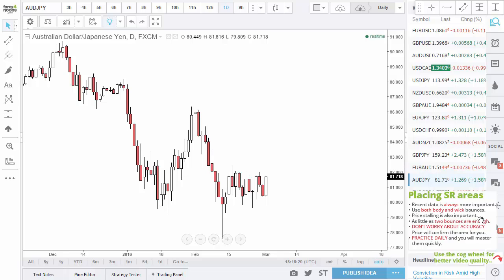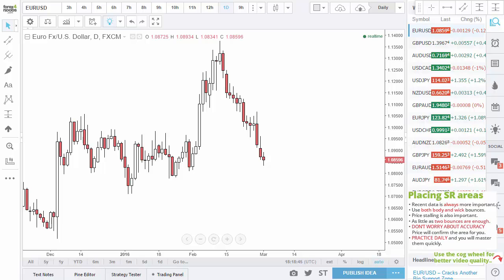These are just a few notes that I thought I would add about placing support resistance areas. These are some more things to keep in mind. It's mostly what I've already discussed. Don't worry about accuracy. Don't worry about keeping them perfect. But there's a few things here that we'll discuss as we place them. So we're going to get started on placing support resistance areas on my chart now.